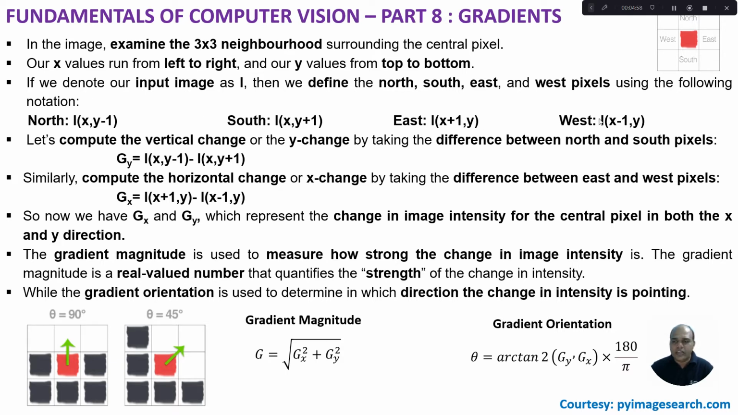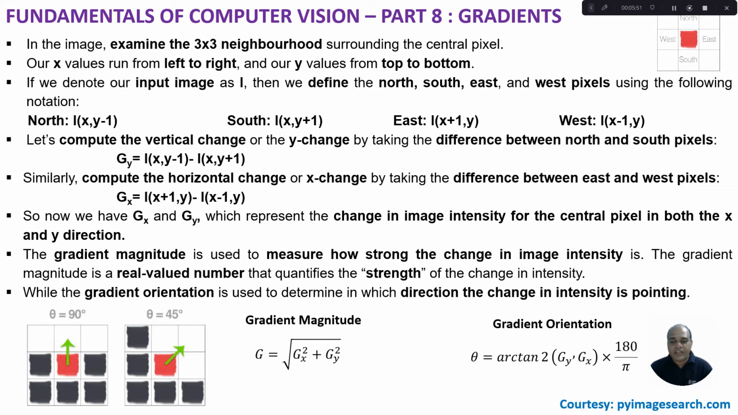Once I have computed the north, south, east and west pixels, I can find the change in intensity variation along the x direction and y direction. The change in intensity along the y direction is given by gy, the gradient along the y direction, which is nothing but the north pixel minus the south pixel. So I of x comma y minus 1 is the north pixel minus the south pixel, I of x comma y plus 1. In the same way we can compute the gradient along the x direction by taking the east pixel minus the west pixel. The east pixel is I of x plus 1 comma y minus I of x minus 1 comma y. After computing this gx and gy, gx is the gradient along the x direction and gy is the gradient along the y direction.